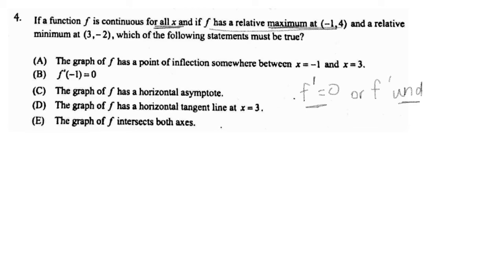And also for f to have a relative maximum, that means f prime went from greater than 0 to less than 0. And let's see, so that happens around -1, 4, and a relative minimum. So it's basically the same statement with your inequalities flipped. So let's sketch a graph here. What does that mean? Well, -1, 4.